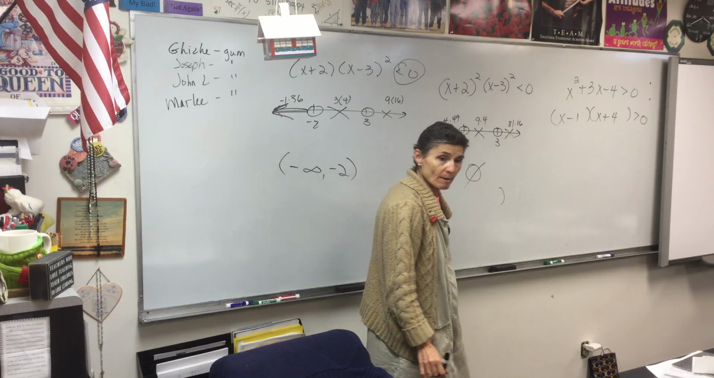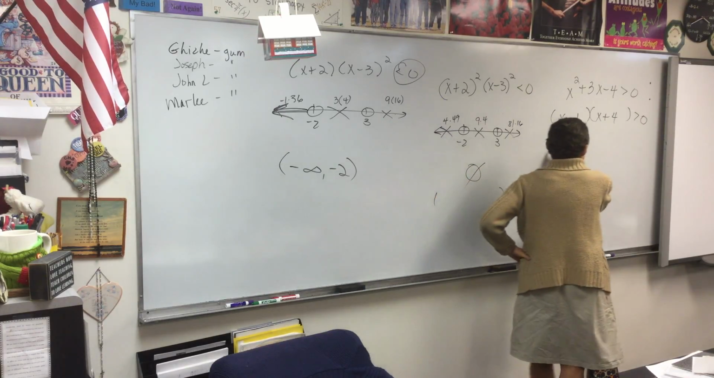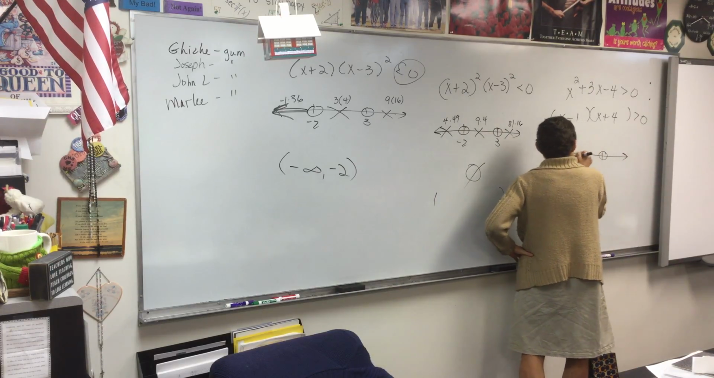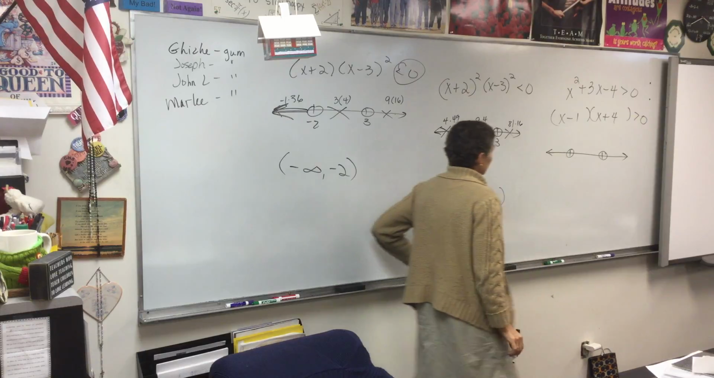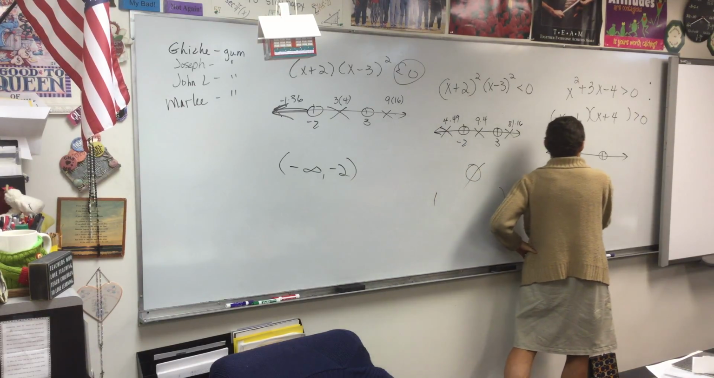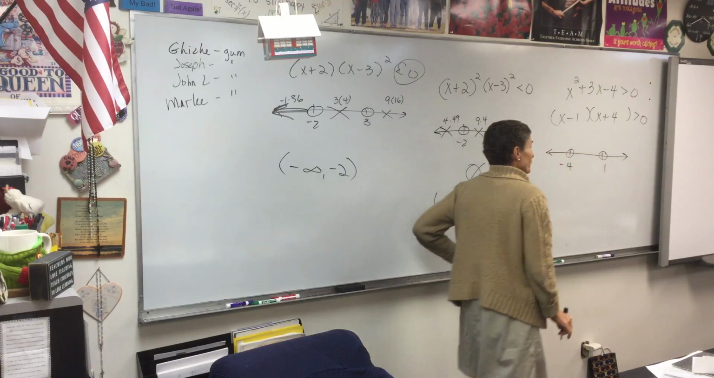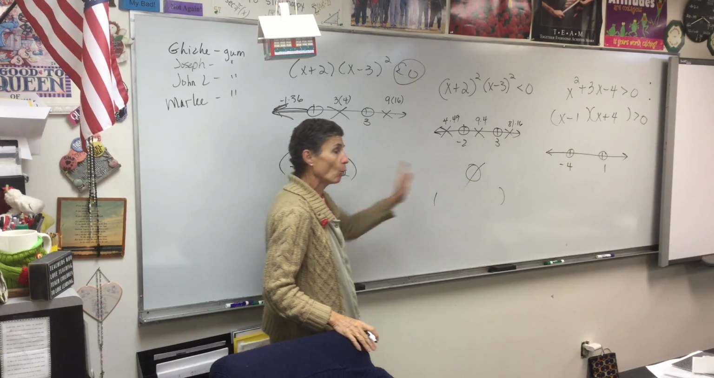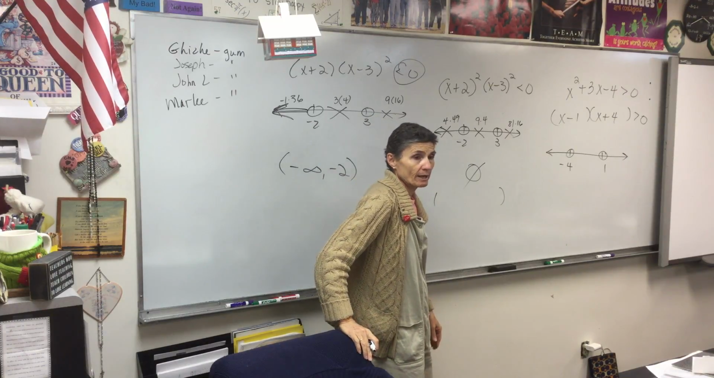Okay, so then remember it's an inequality, so we need a number line. Where will the dots be on my number line? At 1 and negative 4. Make sure when you put them on there that you do it in order. Joseph, make sure you put them in the order they're supposed to be on the number line.